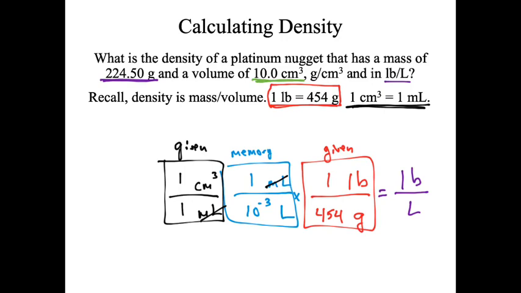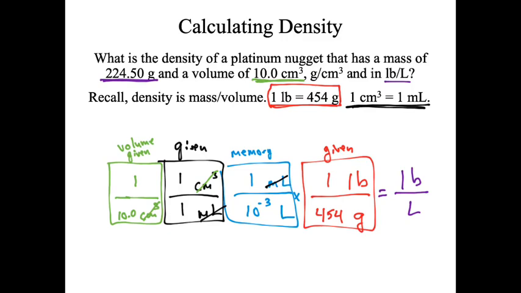I don't want centimeters cubed, so how can I get rid of that? I need to put centimeters cubed in the denominator so that it would cancel. Am I given just centimeters cubed? Yep, I'm given 10.0 centimeters cubed. What do I place in the numerator? 1. I was just given the volume. The centimeters cubed will cancel.